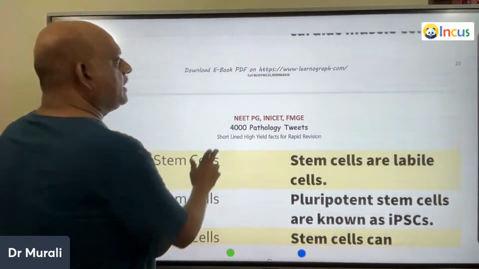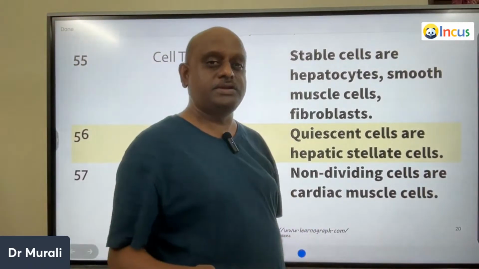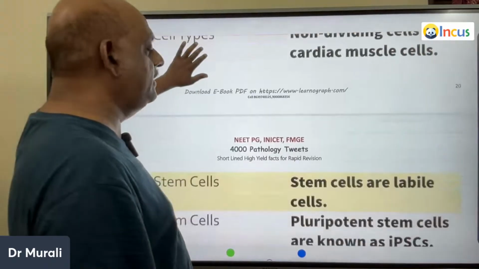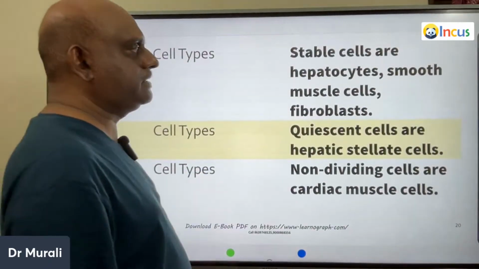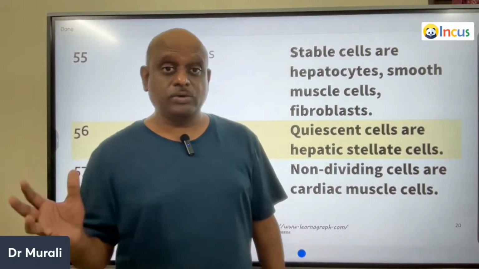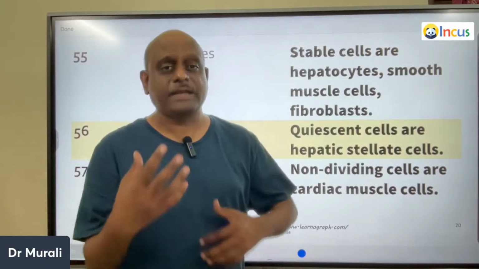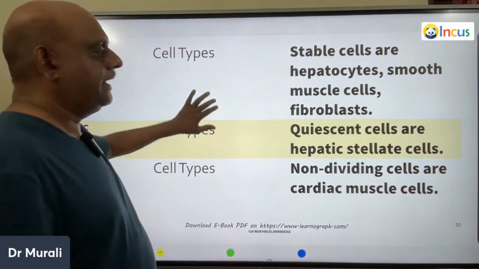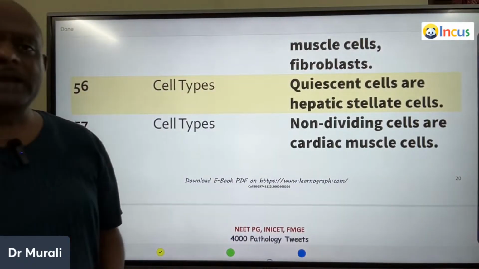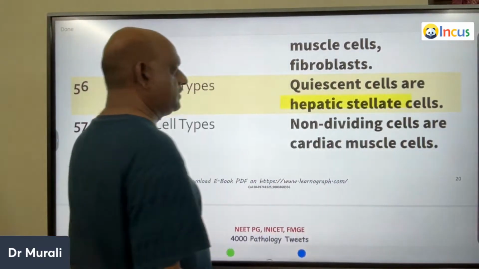Now, doctor, cells are divided into three types which you need to remember: labile cells, stable cells, quiescent cells, and non-dividing cells. So what are stable cells? Hepatocytes, smooth muscle cells, fibroblasts. Generally they don't divide, but if demanded, they can divide. Then quiescent cells typically are hepatic stellate cells.